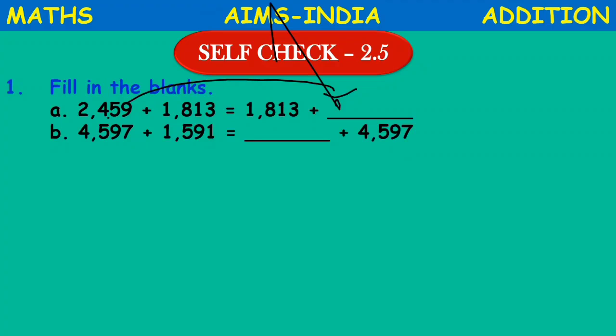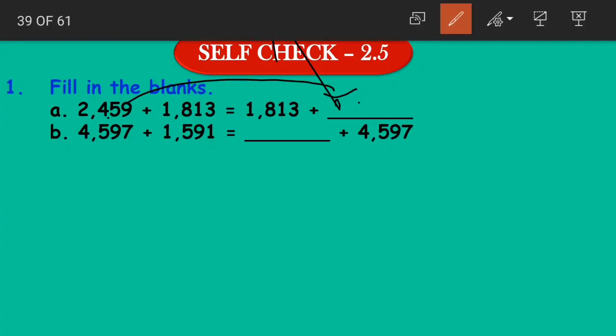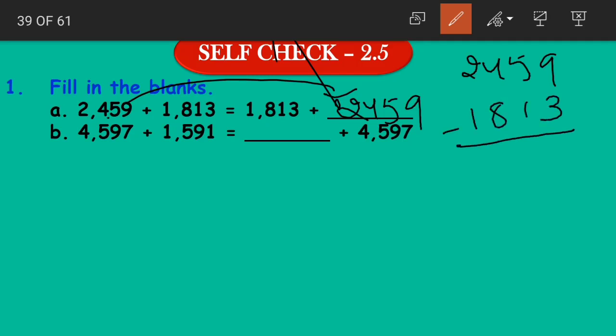Now what does commutative property say? Commutative property says that even though the order of the numbers is changed, the sum remains the same. Let us cross check. The first part was 2459 plus 1813. What will this be equal to? 9 plus 3 becomes 12, 5 plus 1 is 6, 6 plus 1 is 7, 4 plus 8 is 12, 1 carried, 2 plus 1 is 3, 3 plus 1 is 4. Okay, 4272.